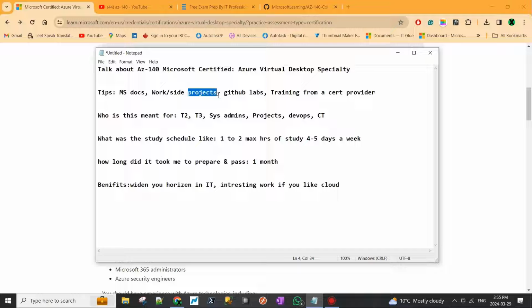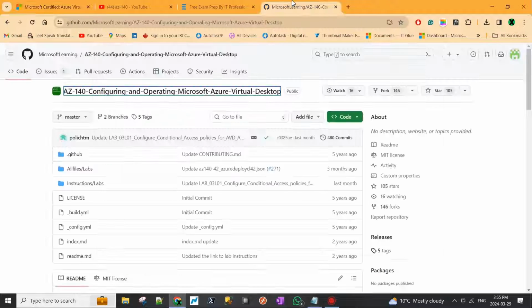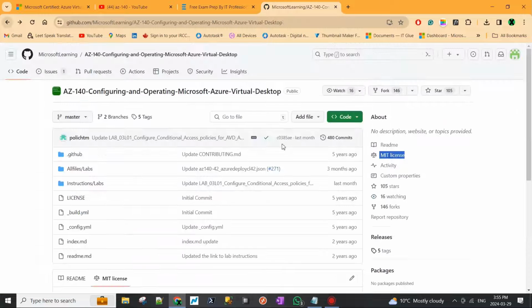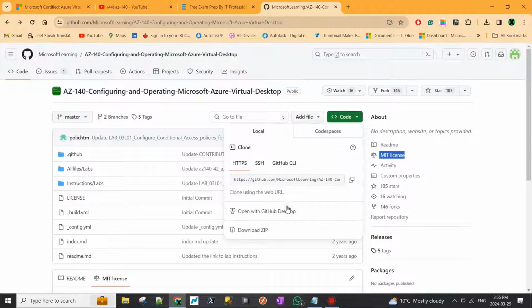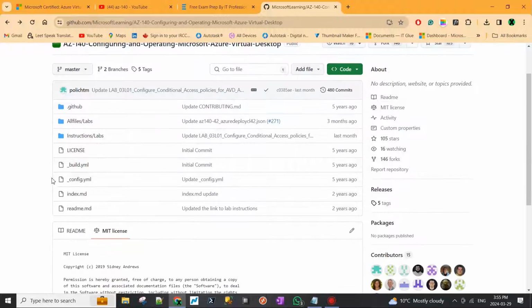So yeah, anyone who's already working in IT, that already in itself is a help. But if you're working in a project, you can definitely gain more knowledge and experience, which will aid towards passing the AZ-140. Now, if you like doing labs, if you really want to work on Azure Virtual Desktop projects or, you know, a job, you need to do labs, which thankfully there is one on GitHub. I'm not sure if it's free. I'm pretty sure, yeah, it is free because of the MIT license. That's what I did.